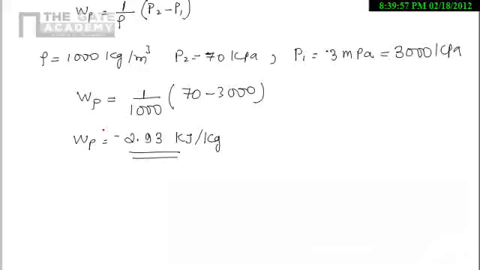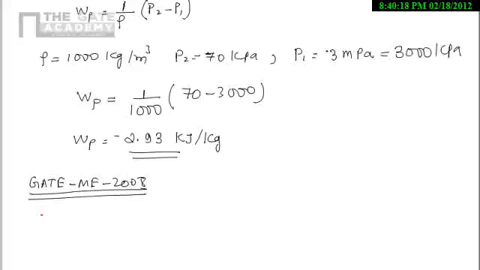Now let's take another problem which was asked in year 2008. So I am writing the problem which was asked in 2008, GATE AME 2008.